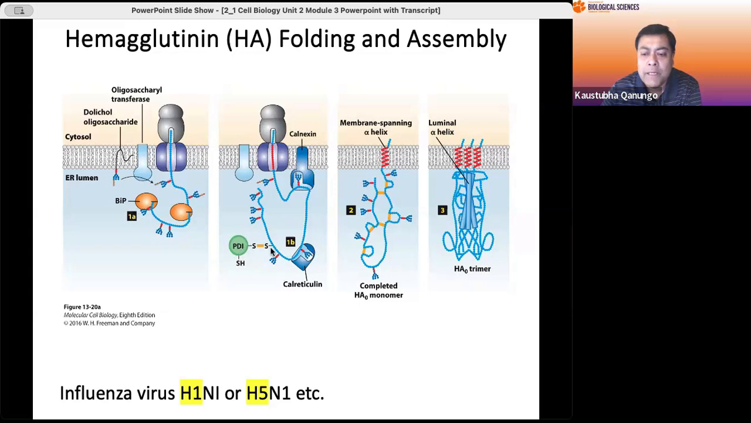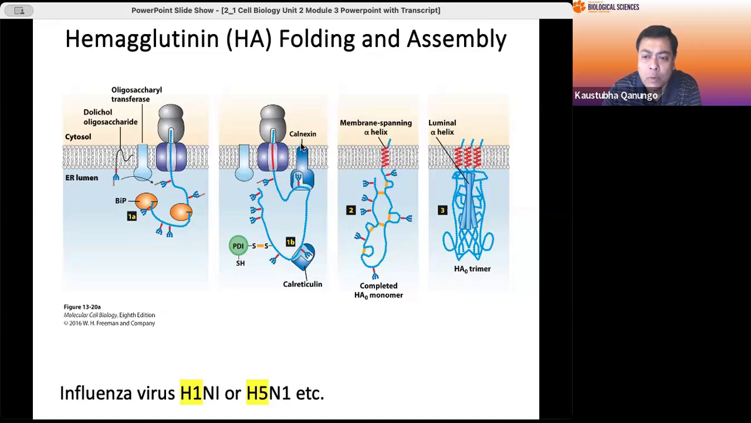And then you have a PDI for helping in the disulfide bond formation. And then you have these dolichol phosphate, which brings all the oligosaccharides that are added onto the protein. So all these reds and the blues, these are N-acetyl glucosamine and the mannose that are put onto that protein for proper folding. And here you are seeing calnexin.